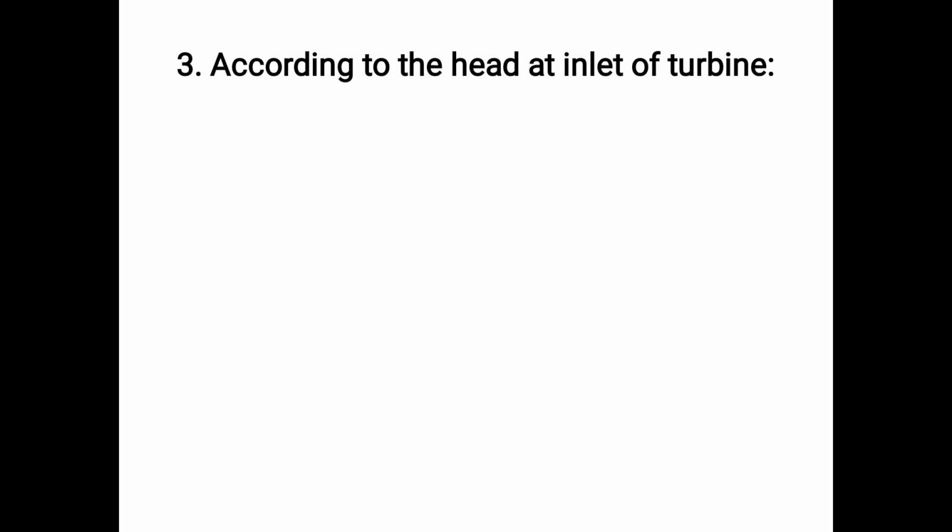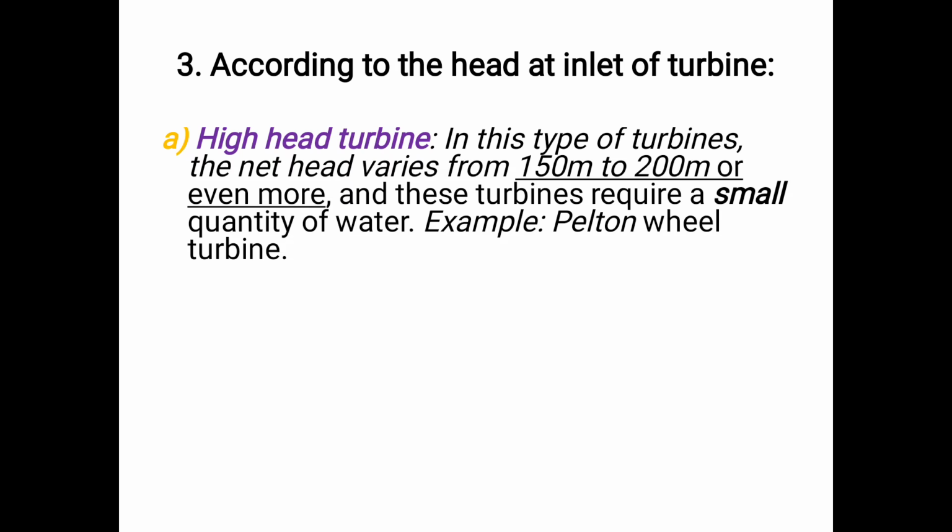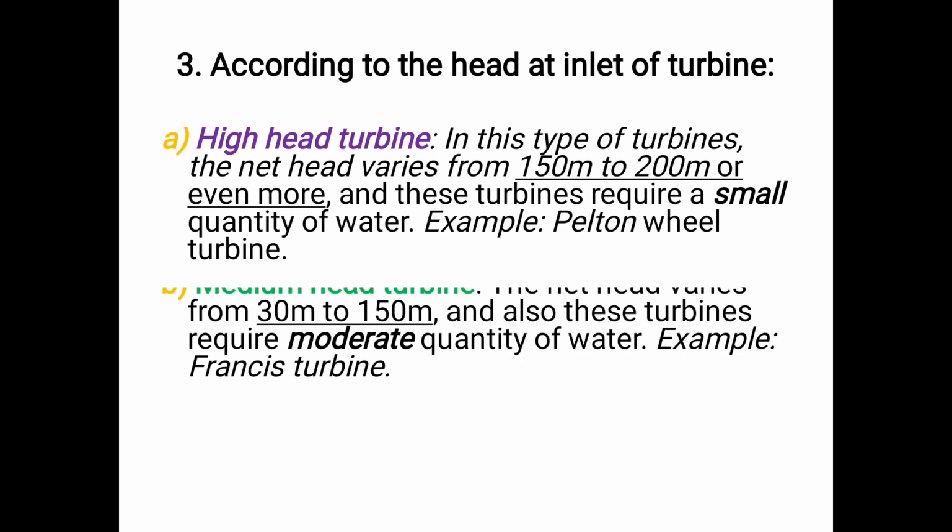Classification is according to the head at the inlet of the turbine. So classification-wise there are three types. High head turbine, where the head is from 150 meters to 200 meters or even more. An example is the Pelton wheel turbine.